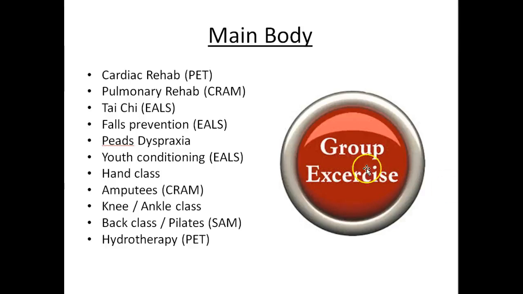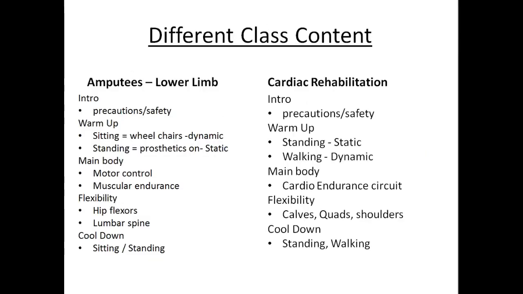So for the main body, we could be doing cardiac rehab or pulmonary rehab. We could be doing some Tai Chi. We could be doing some falls prevention. We could be working with some pediatrics who might be dyspraxic. We could be doing some youth conditioning for obesity. Could be doing a hand class. Could be working with amputees. Could be a knee or ankle class. We could be running a back class with Pilates, or we could be doing some hydrotherapy.